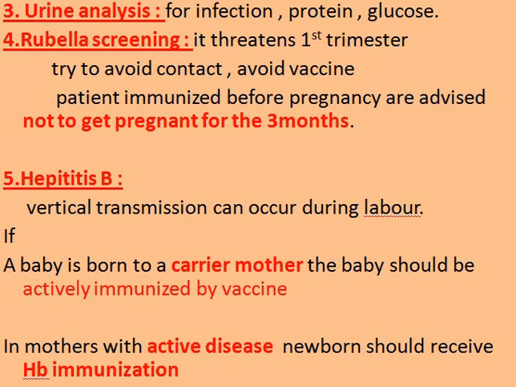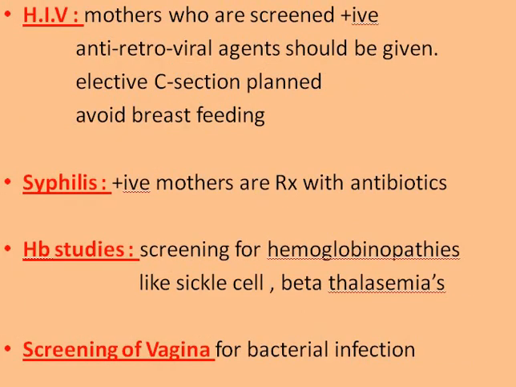Now we do a hepatitis screening because if the mother has active hepatitis, the baby becomes a carrier, and so the baby needs to be actively immunized by a vaccine. And a mother with active disease should at least receive HB immunization. We also need to rule out HIV in mothers. If a female's screen is positive, we start antiretroviral agents, and we should plan an elective C-section and avoid breastfeeding in order to prevent transmission to the fetus.